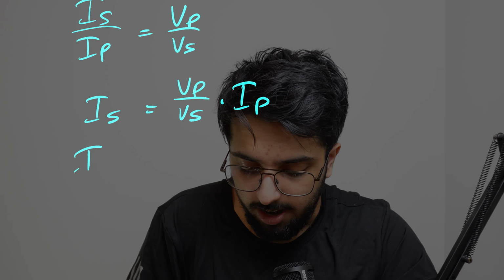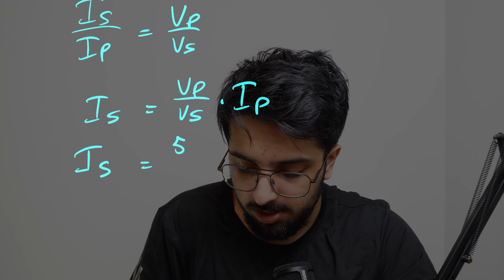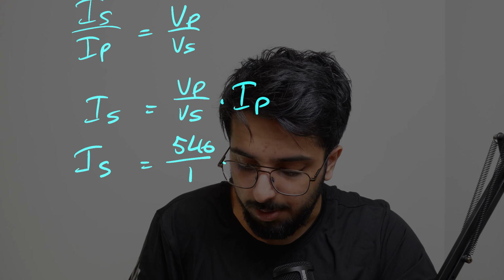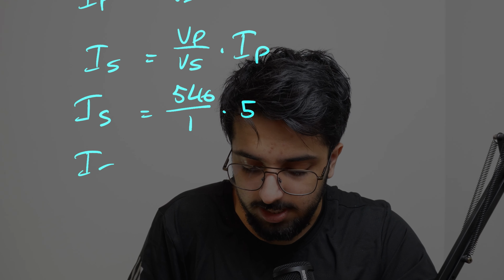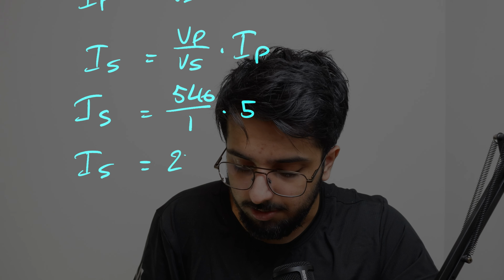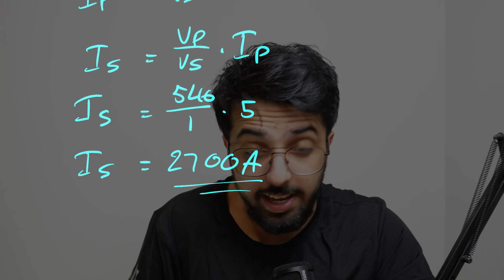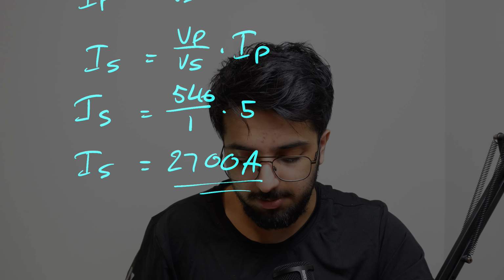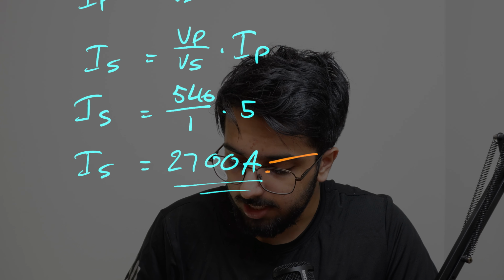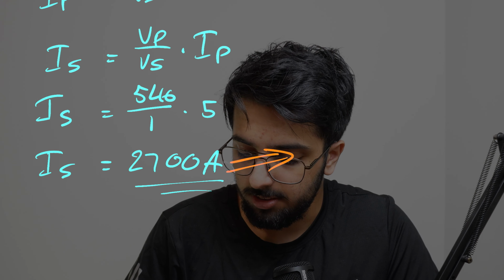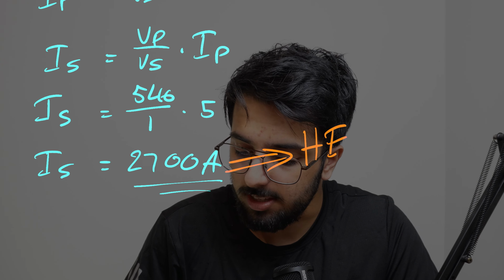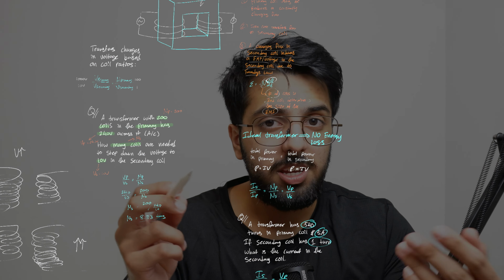And so therefore, IS is equal to 540 all over 1 multiplied by 5, and this gives a current in the secondary as 2,700 amps. And this is a wildly huge current value, okay? And remember, when we have these ridiculously large current values, this is when we're going to have a bunch of heat being produced, okay? And so that will be it for transformers.